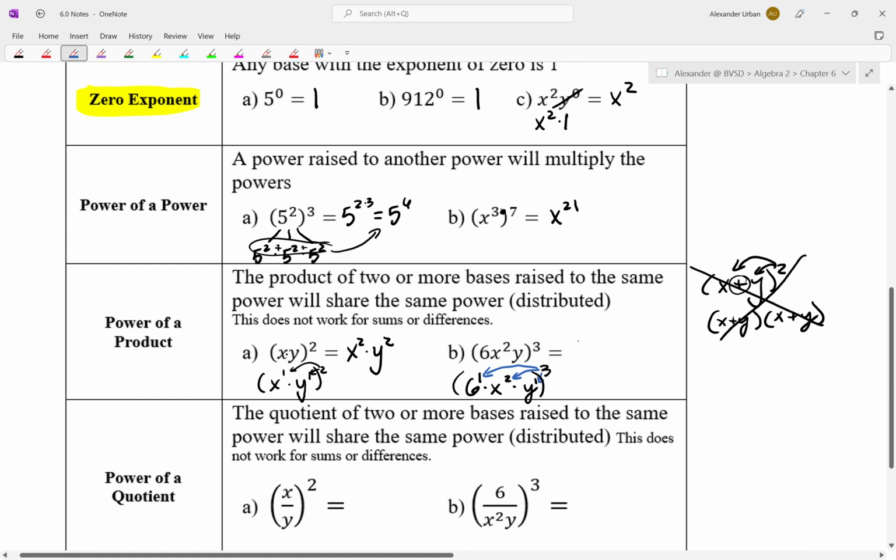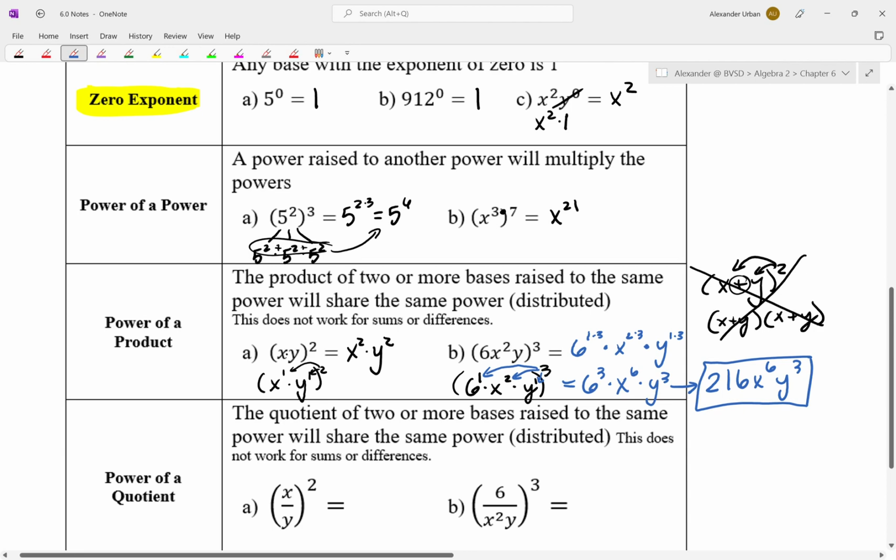And so what I get here is 6 to the first times the third times x squared, x raised to the second times 3, times y to the first times 3. There it is. And so we're just raising the powers to another power, and we get a final product of 6 cubed times x to the 6th times y to the 3rd. And we can go one step further. 6 times 6 times 6 should be 216 x to the 6th, y to the 3rd. So this would be the most simplified form. And that's kind of what we expect to see.